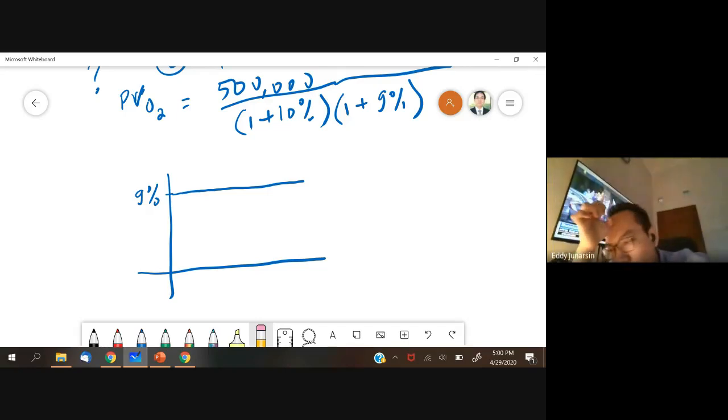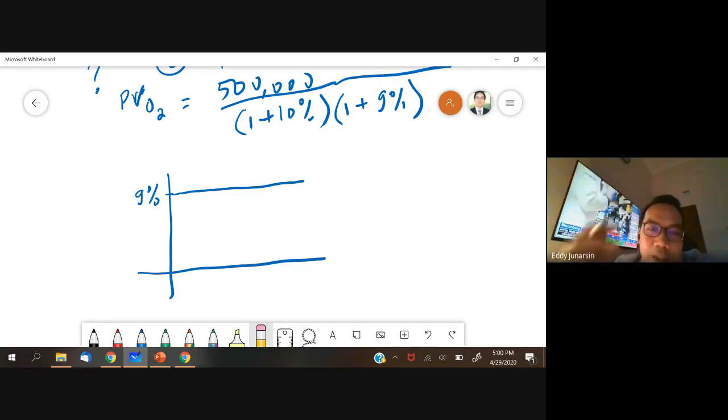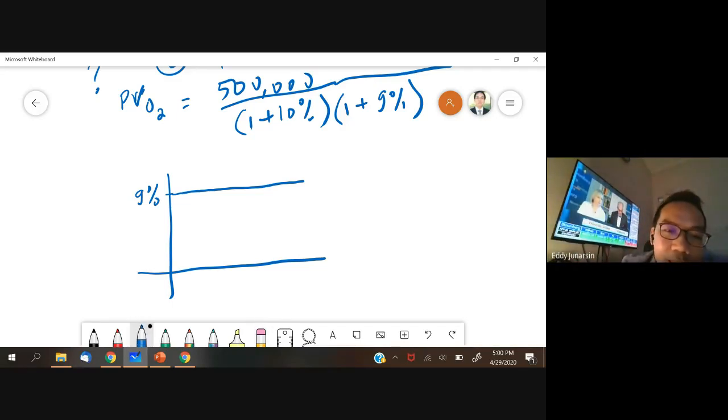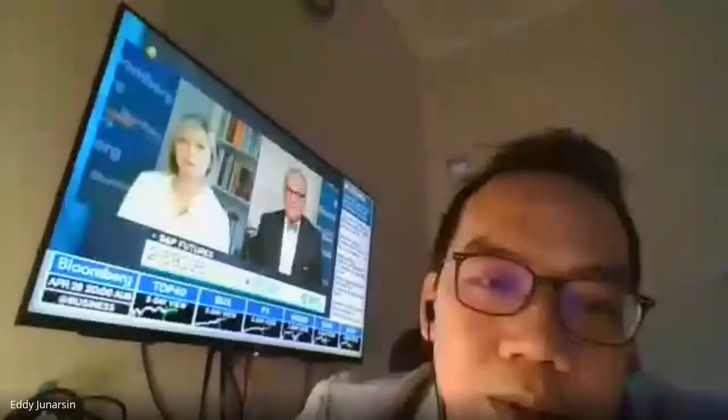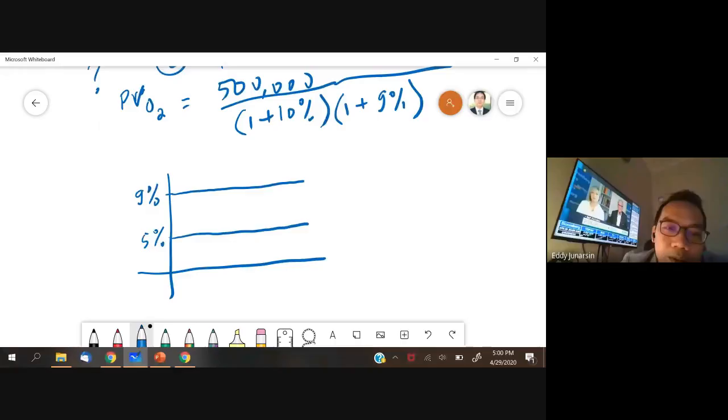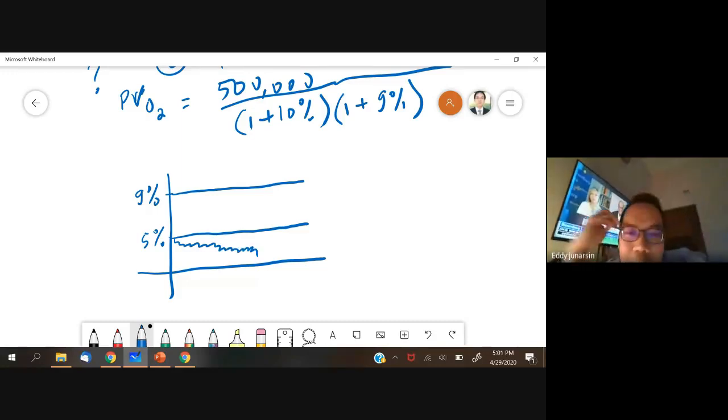But you have both the cap. So to save some money to pay for the cap premium, you try to sell the floor. So you don't buy the floor, okay? You sell the floor, let's say at 5%. If it declines right below 5%, then you will pay because you sell the floor.